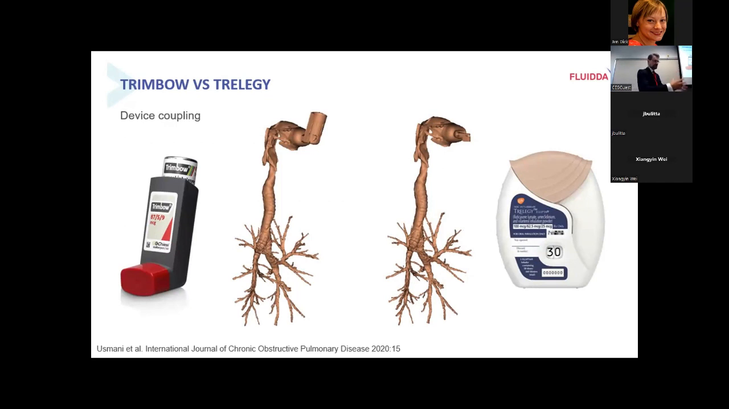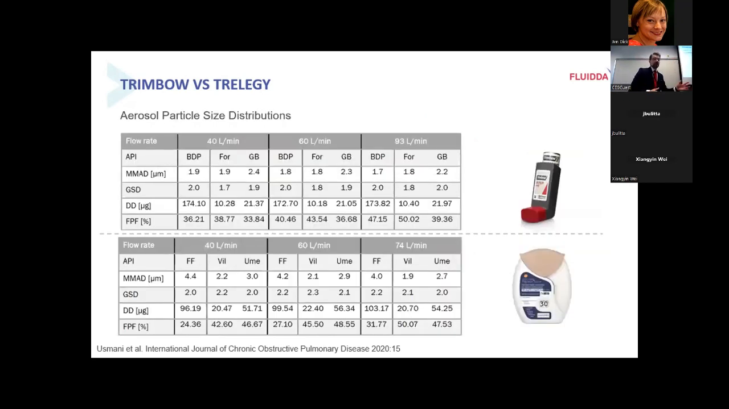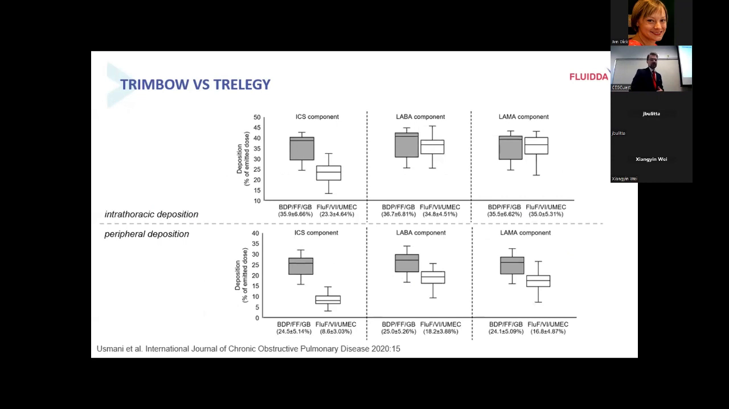So for each individual airway model, upper airway and lower airway model, the devices are coupled, both the MDI as well as the DPI. And then we worked together with Nanopharm to look at the aerosol particle size distribution as a function of the inhalation profile. So you clearly see that the MMAD, GSD, and fine particle fraction differ as a function of the inhalation profile, but they're also quite different between this DPI and the MDI. So again, an input parameter for the models.